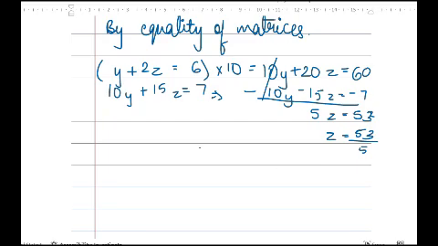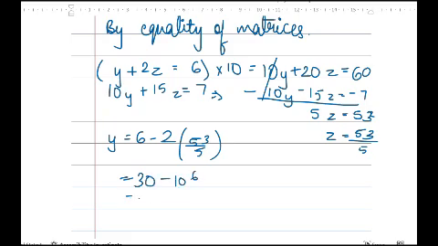Let us go on to finding y. So if you have y over here, it becomes 6 minus 2 into z. Z you have 53 by 5. So it becomes 5 6s are 30 minus 6 here, and 5 2s are 10. And now when you subtract it, you get a minus 76. So y is minus 76, z is minus 53.